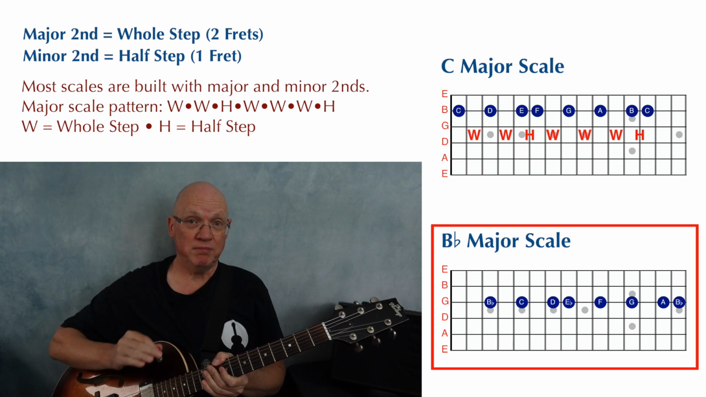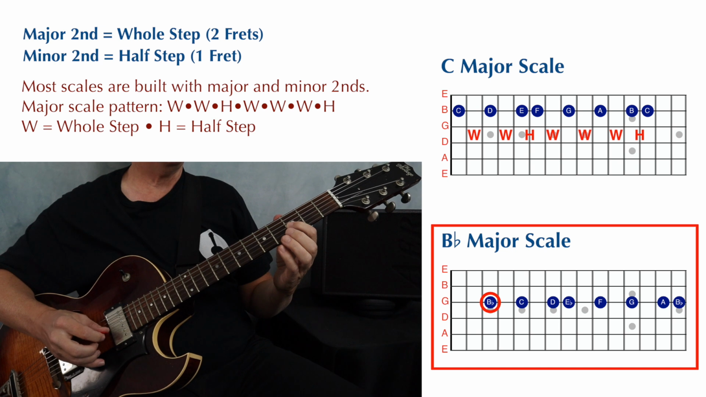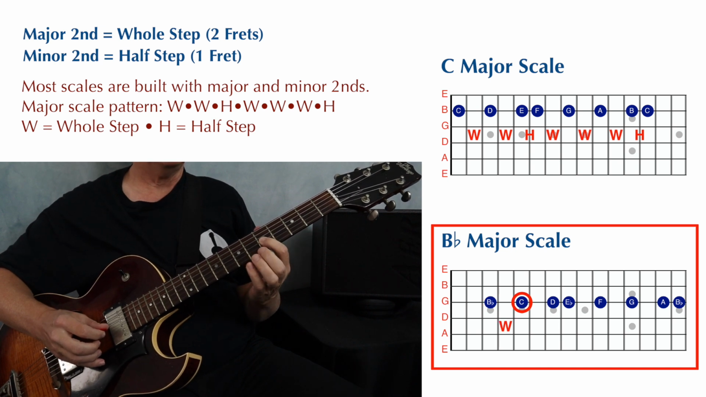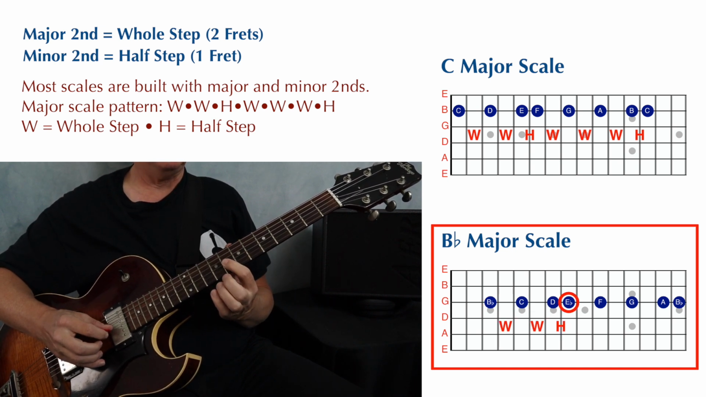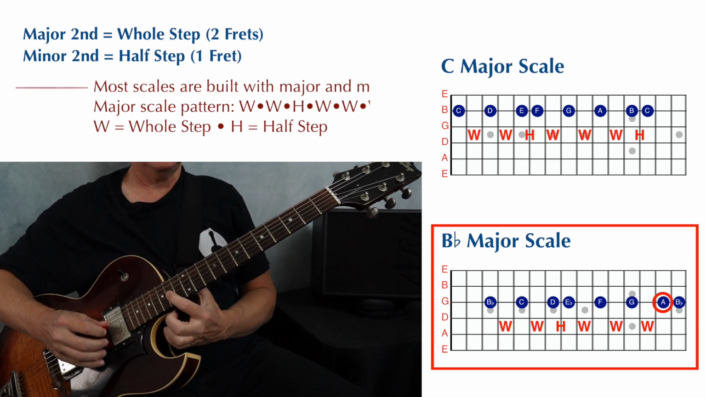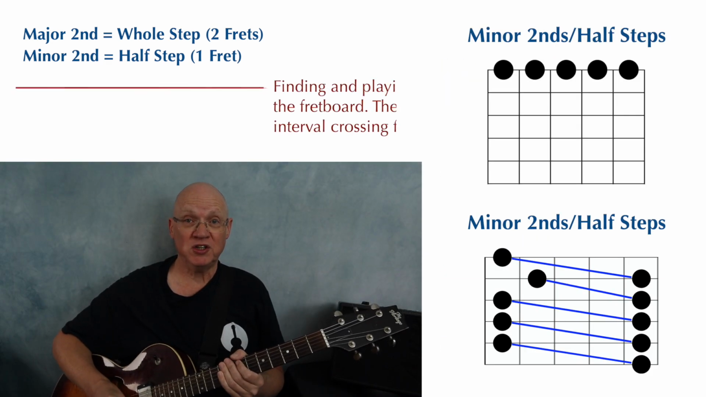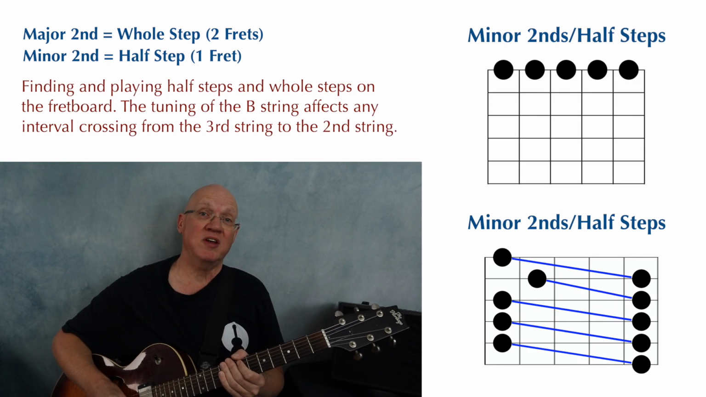And here's a B flat major scale laid out on one string. The notes are different, but the whole step, half step pattern is the same. Starting note B flat, and then whole, half, whole, half.